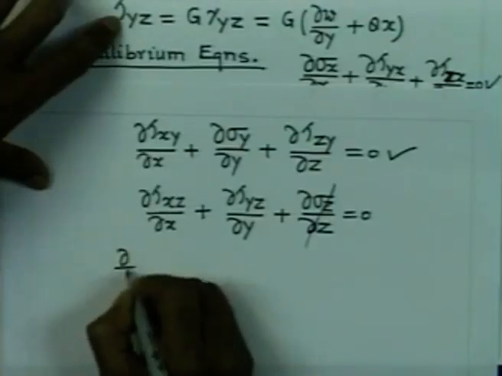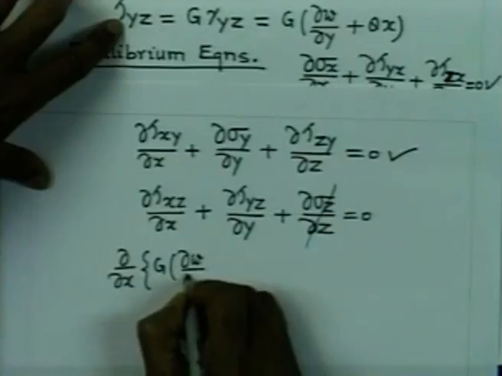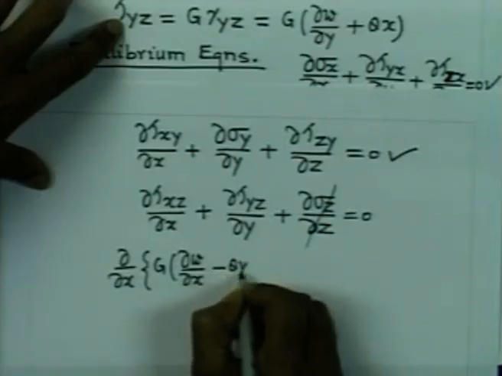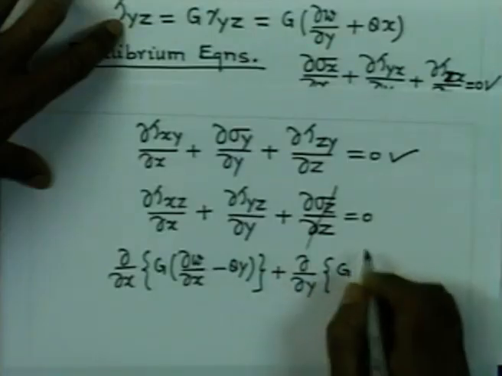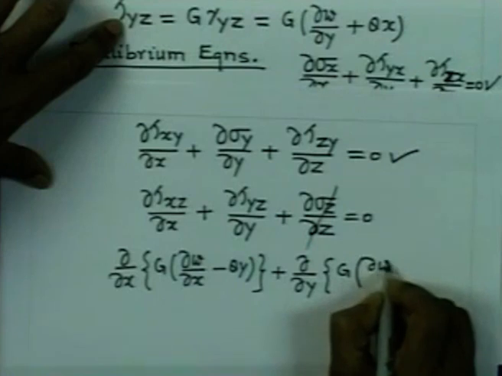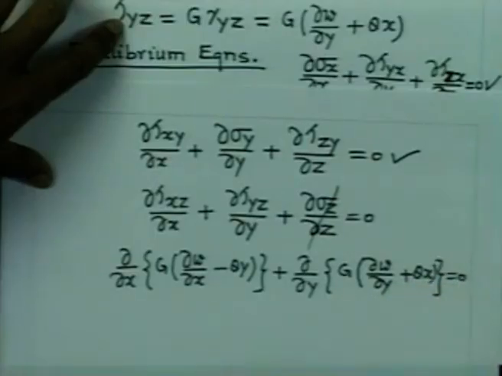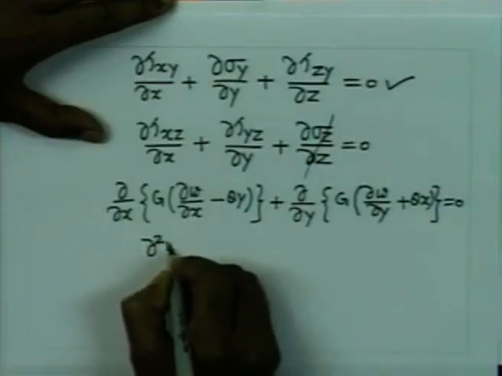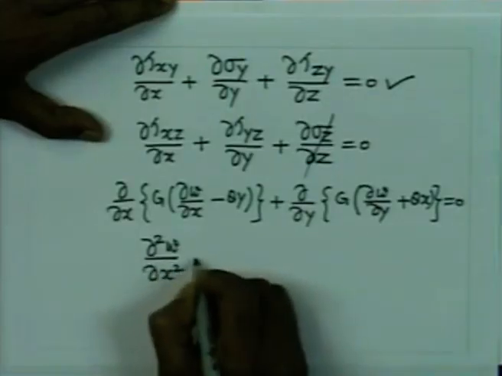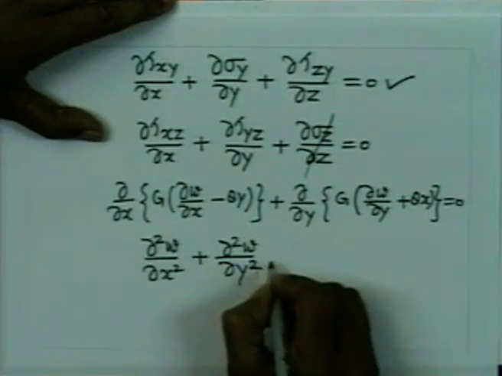So, we will have delta by delta x of G into delta w by delta x minus theta y, plus delta by delta y of G into delta w by delta y plus theta x is equal to 0. If we simplify, this gives us delta 2 w by delta x square plus delta 2 w by delta y square is equal to 0.